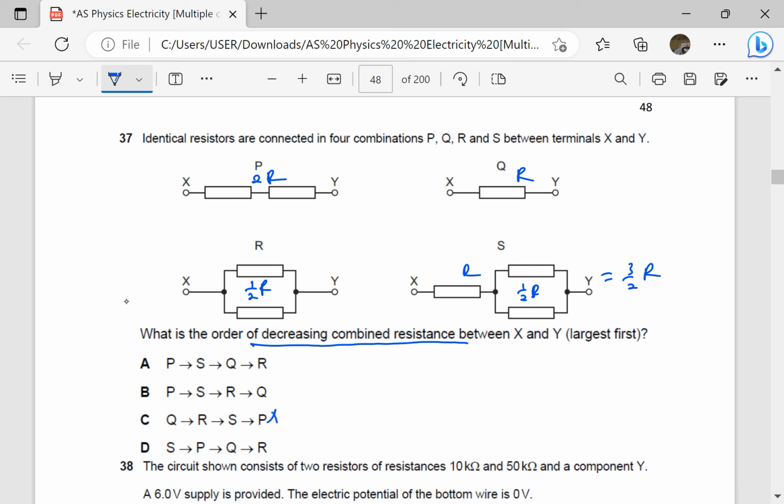So C and D are wrong. Then the smallest is going to be, this is R, 0.5 R, 1.5 R. The smallest is going to be R. So this is wrong. Our smallest is this, because this is 0.5 R, this is 1.5 R. So the smallest is R, is this one here. So our answer is going to be A, because P is the largest and R is the smallest.